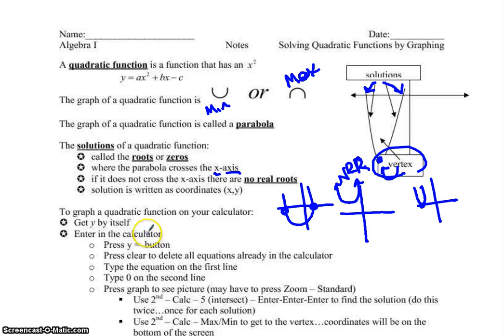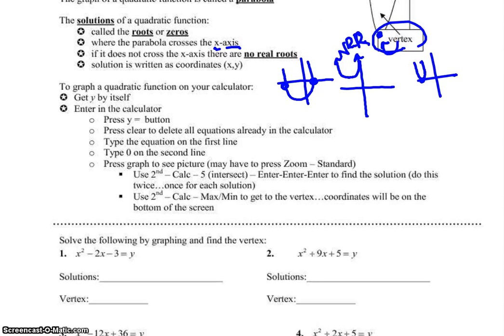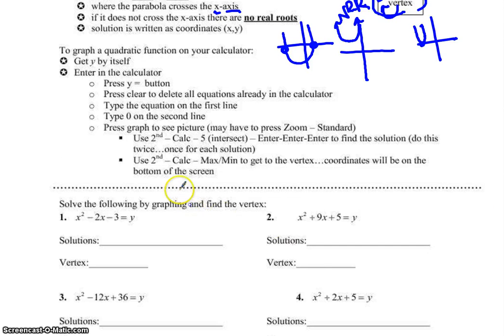So, to graph a quadratic function on your calculator, you're going to get y by itself. You're going to go to Y=, and you're going to punch your problem in. You want to go ahead and put a 0 on the second line, which is Y2. Okay, put a 0 there. So then you can look at your graph. You may want to figure out how it's looking, if we have a maximum or a minimum. So once you know that you can see the graph, you're ready to actually find the answer. And the way you do that is you do 2nd, Calc, 5 for intersect. We're looking for where the lines are going to cross. Once it draws the graph, you're going to press enter, enter, enter. Okay, you're going to get an answer.